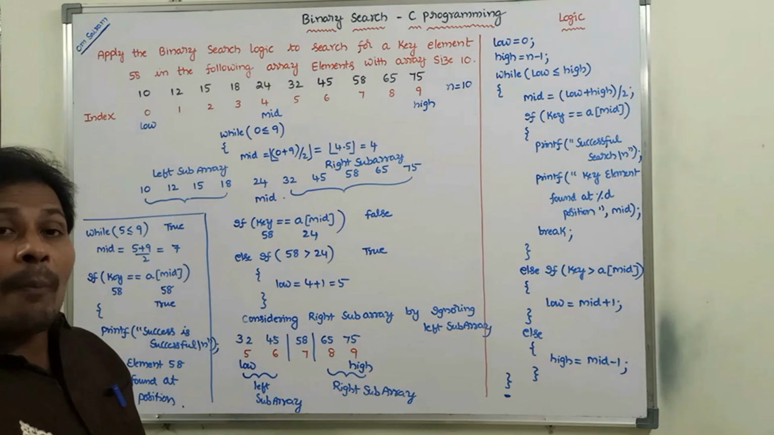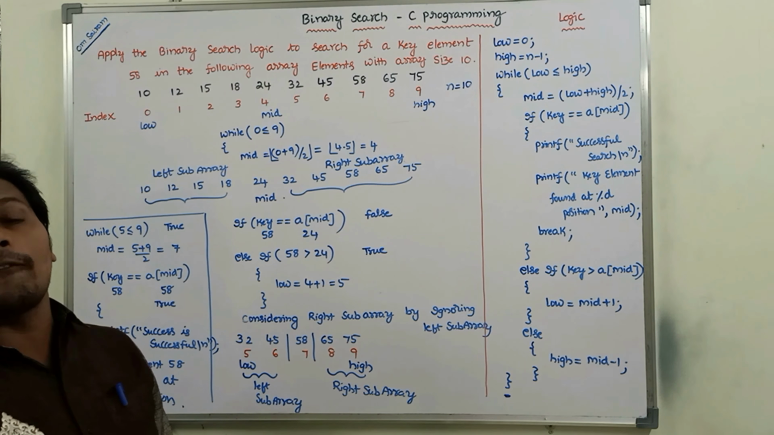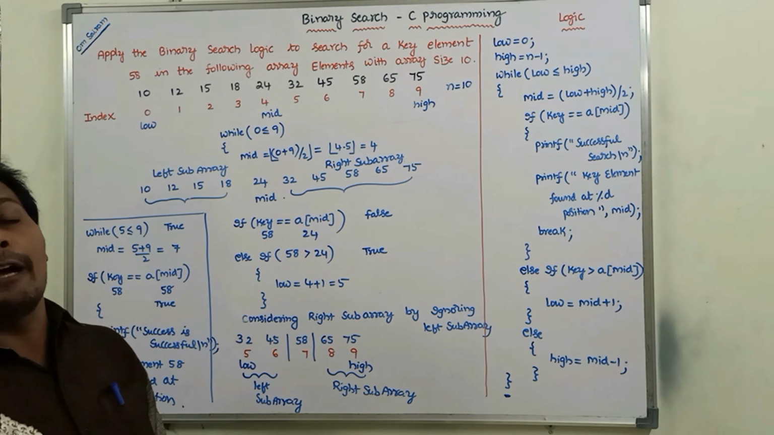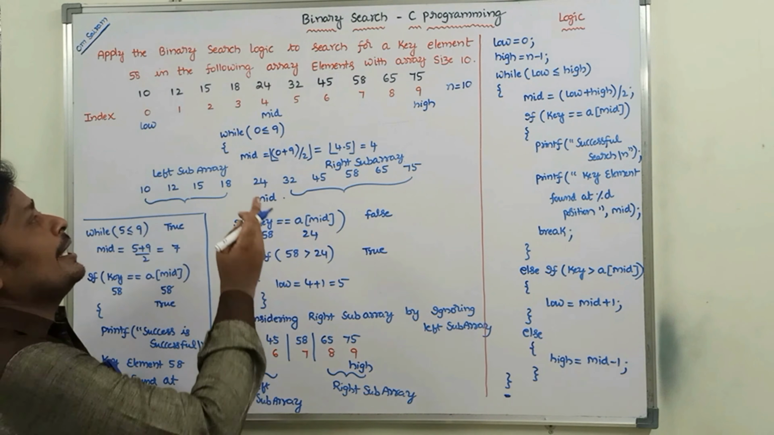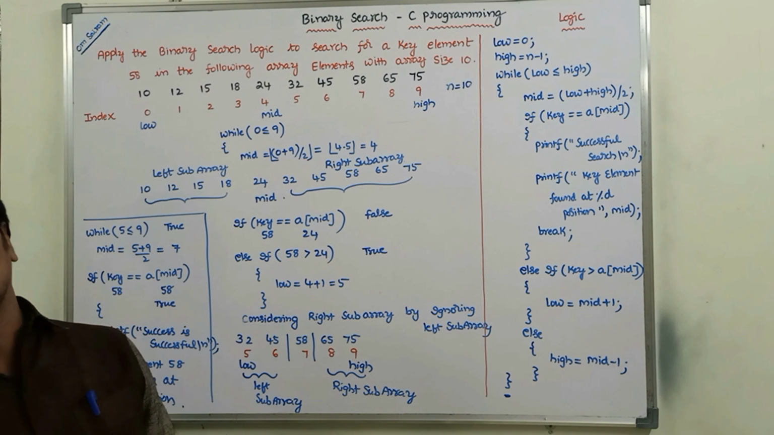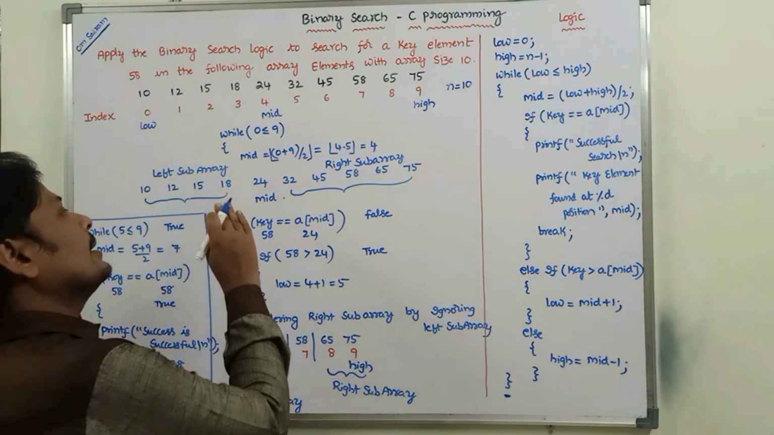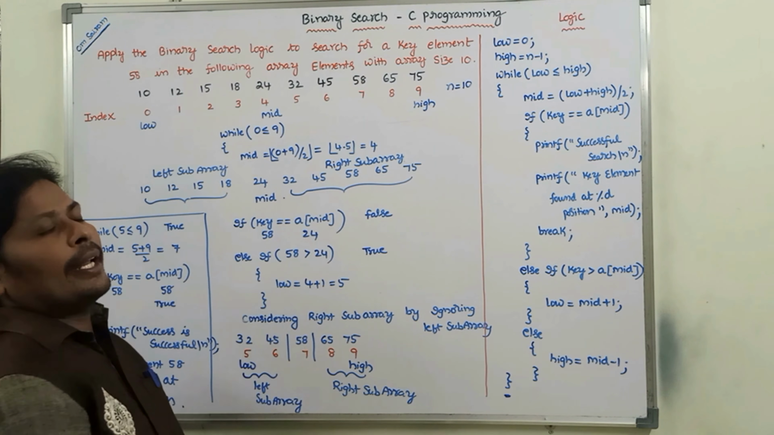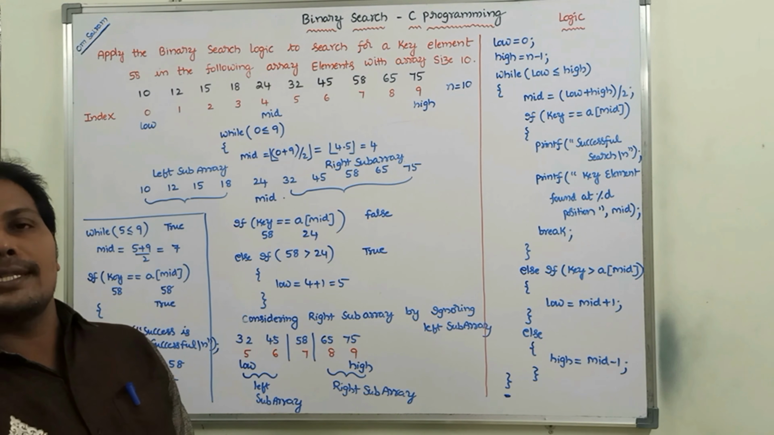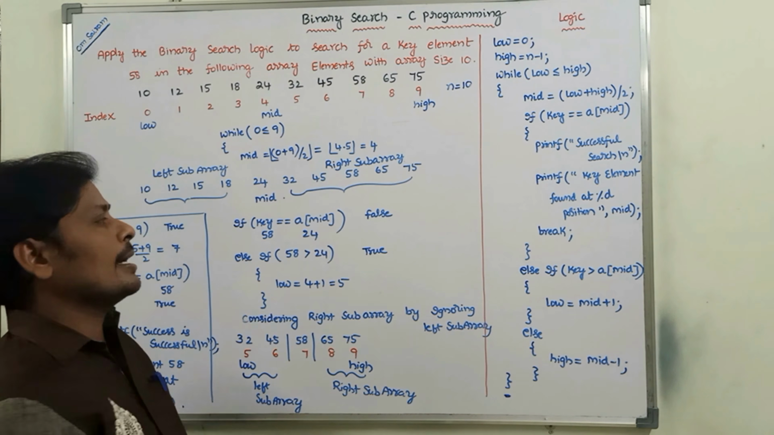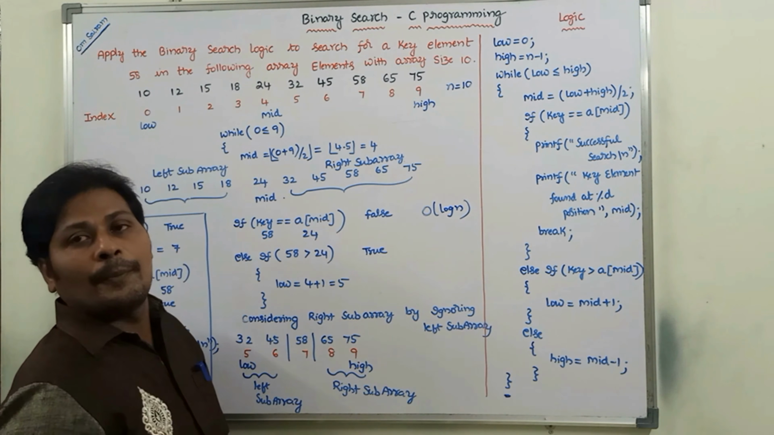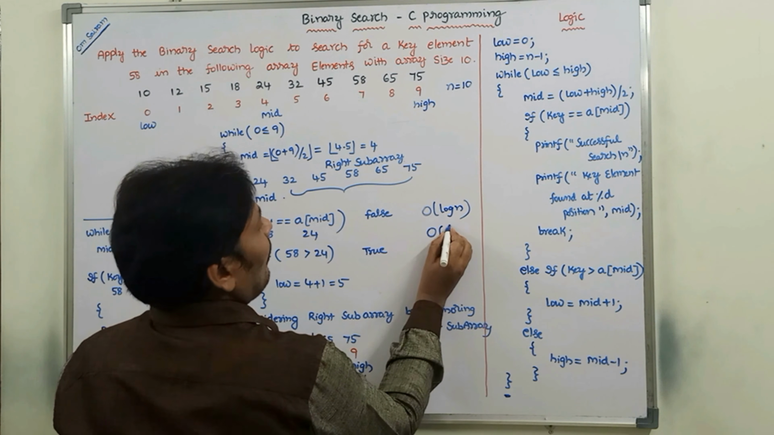What is the time complexity of binary search? Order of log n. Log n occurs in the time complexity when the given list is divided into two sub arrays. Since the given array is divided into two sub arrays each time, we get log n. So in the worst case and average case, the time complexity of binary search is order of log n. In the best case, the time complexity is order of 1.